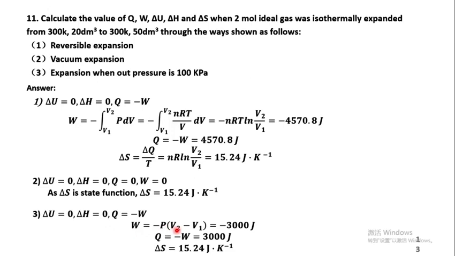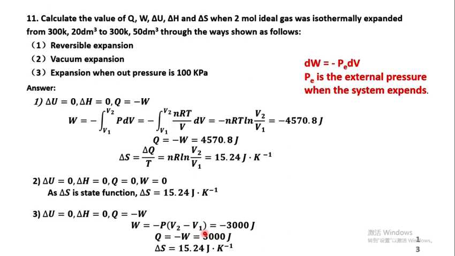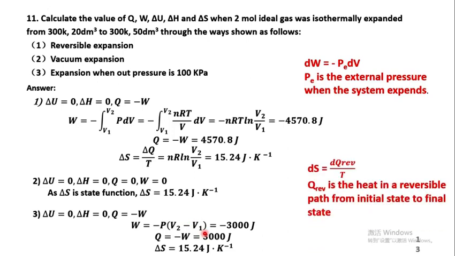For W, because this is an expansion process, when the external pressure is constant, we can simply have W equals minus P dV. dV equals final V minus initial V, so it equals this one. This is some hints.